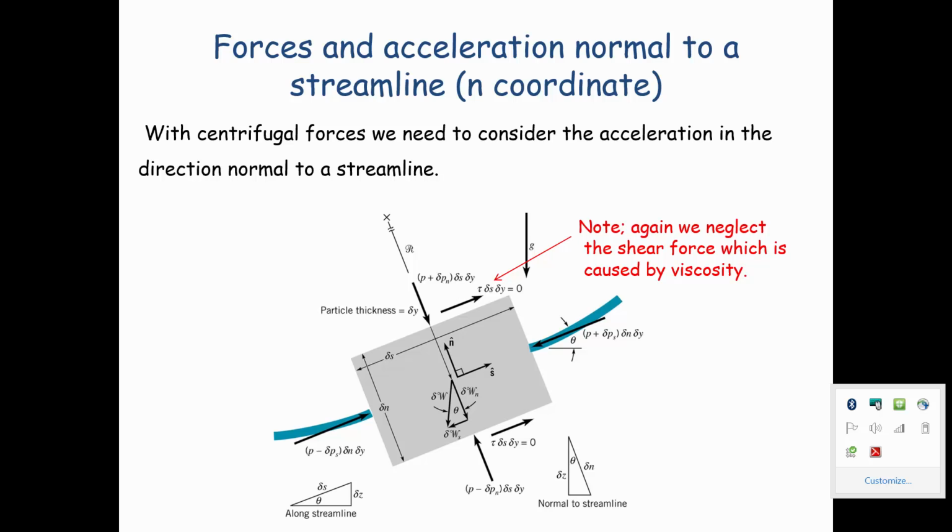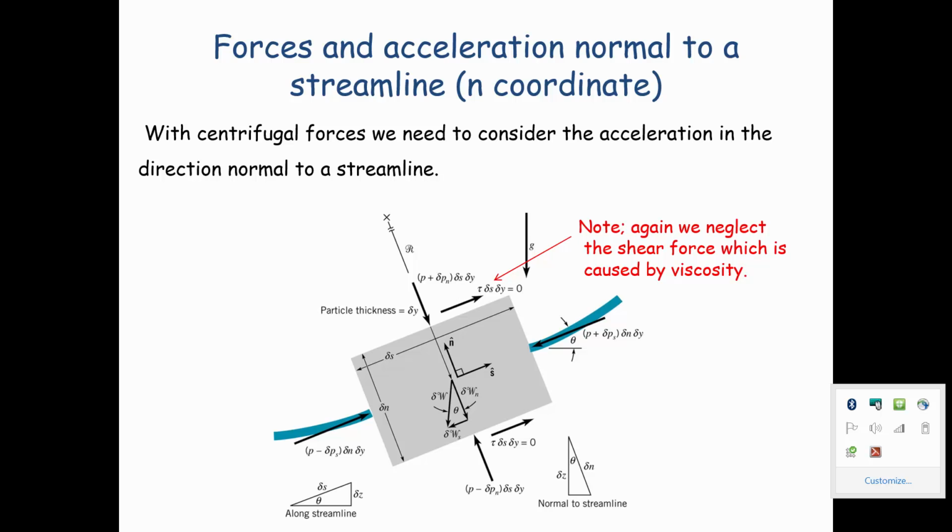The other equation that's kind of like a Bernoulli equation is less commonly used. Usually the Bernoulli equation is the one we want to use, but the other one would be to look at what's happening normal to a streamline. We may be interested to know how the velocity or the pressure varies normal to a streamline.